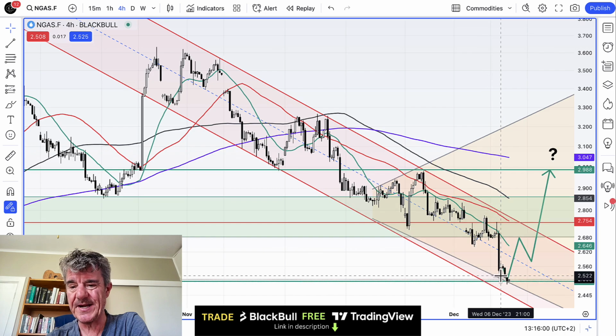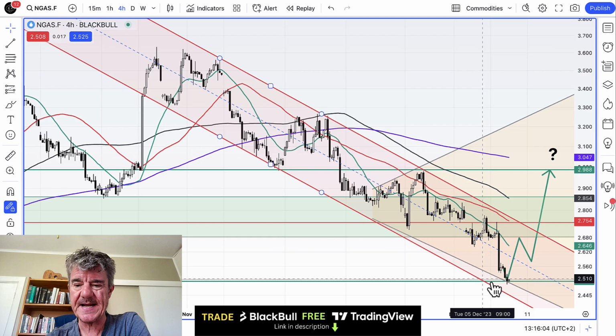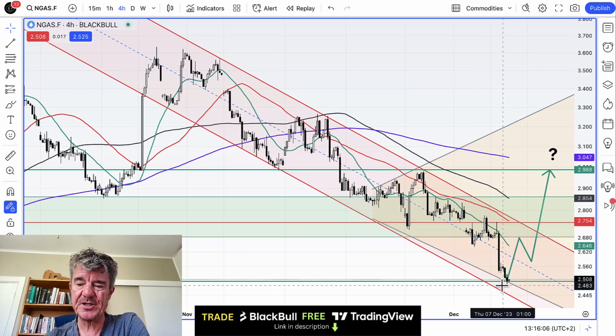So it's going to be a tussle. Are we going to hold the bottom of this big megaphone, or are we going to reach down to the channel bottom and have to touch that? So potentially down to about 240 to 245 even. We're at 250 now. I think, however, that 250 may well hold. It's a very, very key and important number on natural gas.